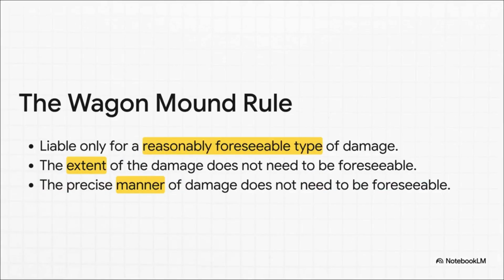So here's the crucial thing to get. You only need to foresee the type of harm, not exactly how bad it's going to be or the precise way it happens. For example, if you're driving negligently, it's reasonably foreseeable you might cause some kind of physical injury to someone. You don't have to foresee that they'd break their left arm in 3 specific places. Just physical injury is enough.